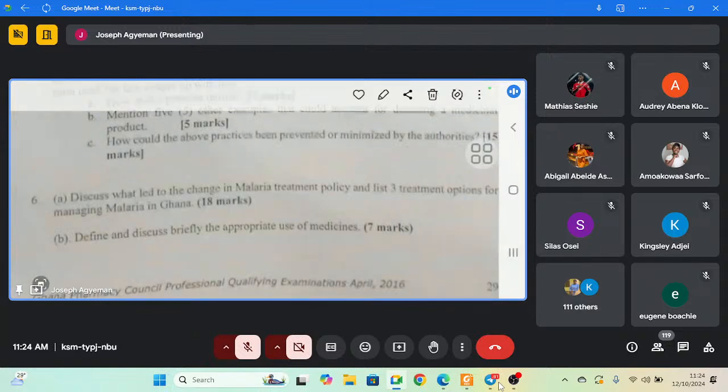Malaria as an example, it started way back. The policy, they developed it. Previously, we were using single agents. Then it got to a time where they said, oh, we should change to combination therapy, artemisinin. Every now and then, they update the policy. They added some injectables for complicated cases.